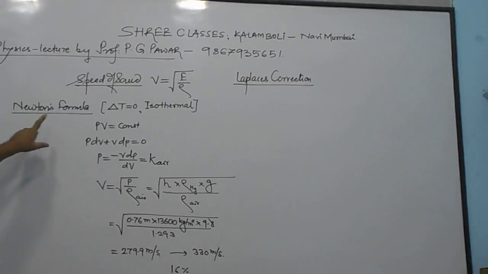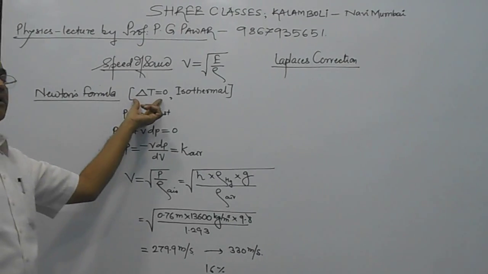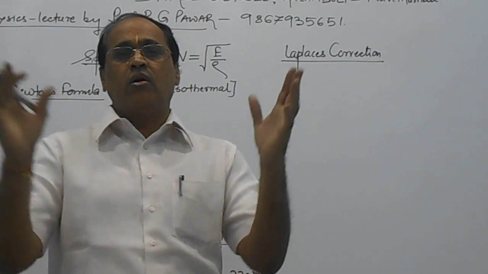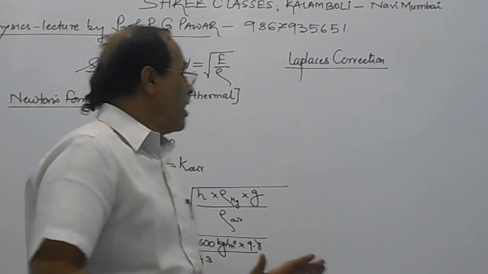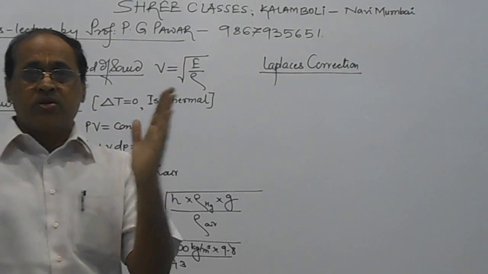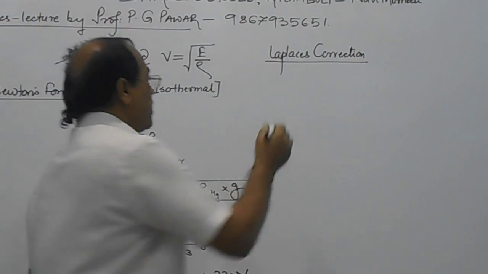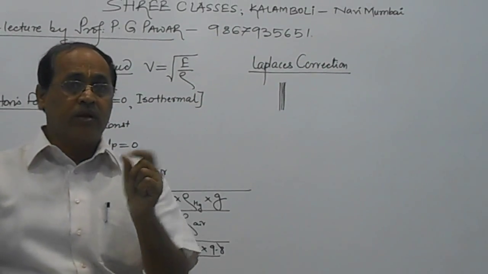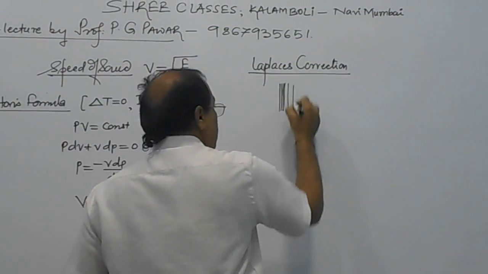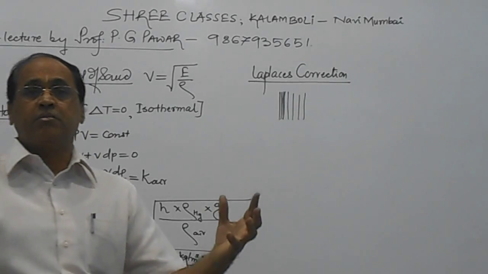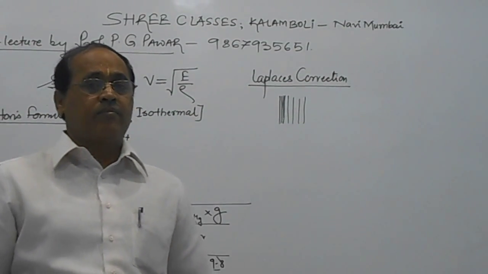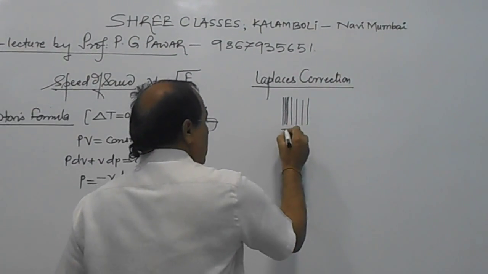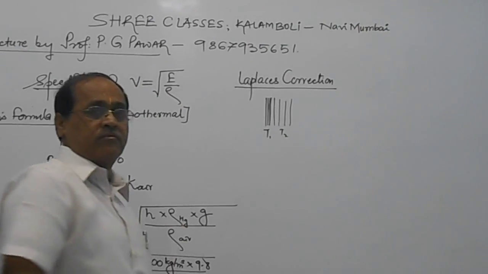First of all, you observe that Newton's assumption was that when sound travels, there is no change in temperature of the medium. But as we see, there are compression and rarefaction. During compression, there is an increase in the pressure. Therefore, there is a possibility of increase in temperature. During rarefaction, there is a decrease in pressure. There is a possibility of decrease in temperature. Means there is constant variation in temperature. Here the temperature is higher, but here the temperature is less.